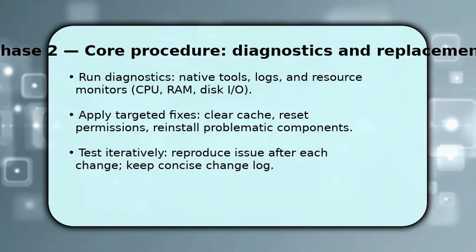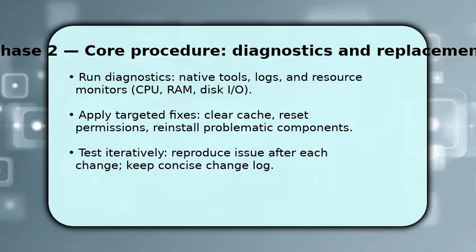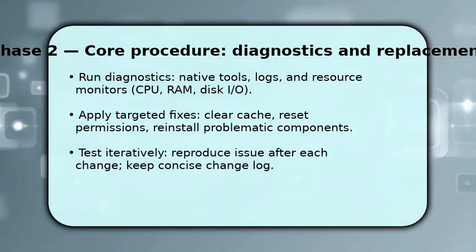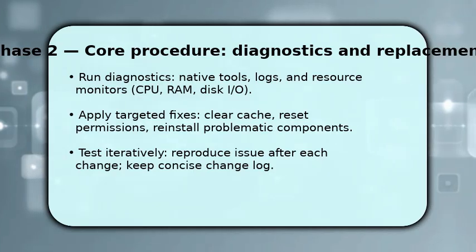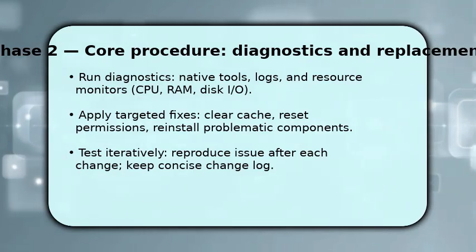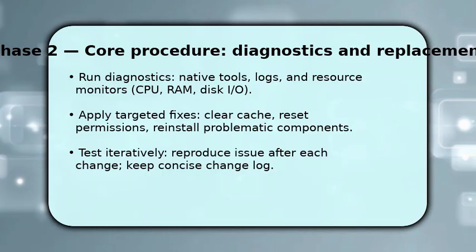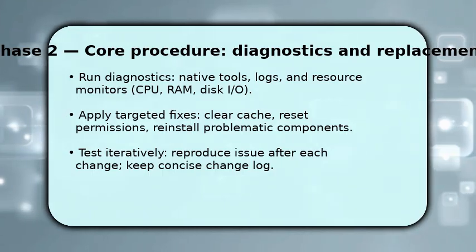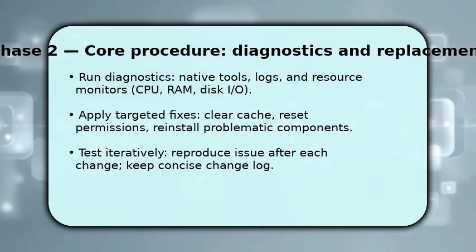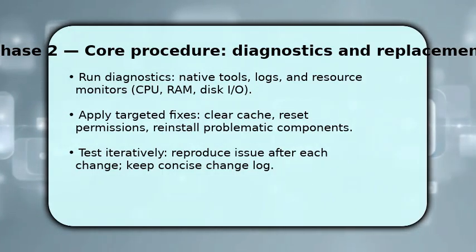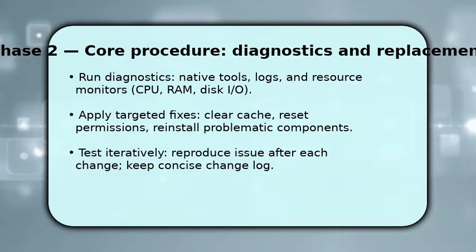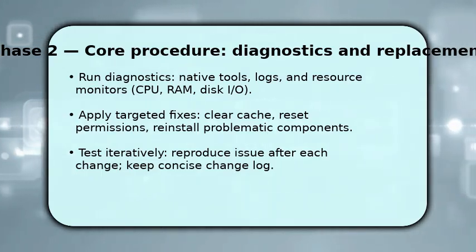You now run diagnostics. Open built-in tools, tail logs, and watch CPU, RAM, and disk I/O to spot anomalies. This shows cause versus symptom. Then apply focused remedies, clear caches, reset permissions, reinstall the specific module, because broad changes waste time. After each action, reproduce the issue and observe results. That iterative testing isolates the effective change.